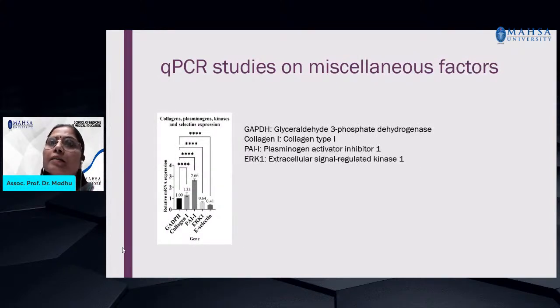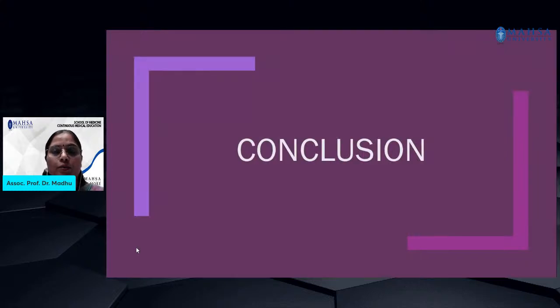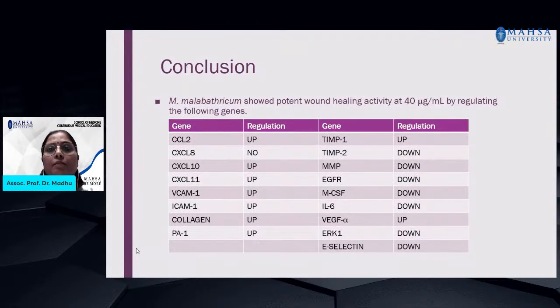So here this is the qPCR studies on miscellaneous factors. So what got upregulated is PAI1, and collagen 1 is also upregulated. So you can see all these things.